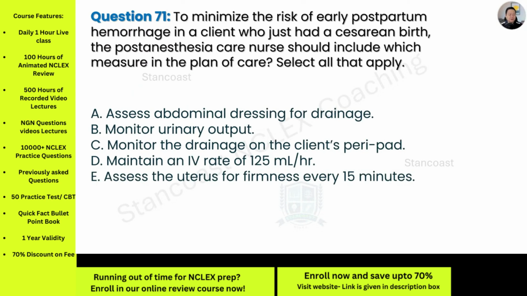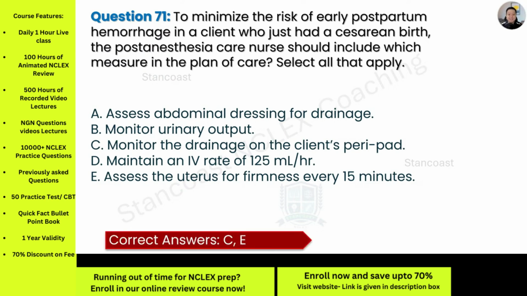Let's have number 71. To minimize the risk of early postpartum hemorrhage in a client who just had a cesarean birth, the post-anesthesia care nurse should include which measures in the plan of care? Select all that apply. A. Assess abdominal dressing for drainage. B. Monitor urinary output. C. Monitor the drainage on the client's peri pad. D. Maintain an IV rate of 125 mL per hour. And E. Assess the uterus for firmness every 15 minutes. The answers are letters C and E.